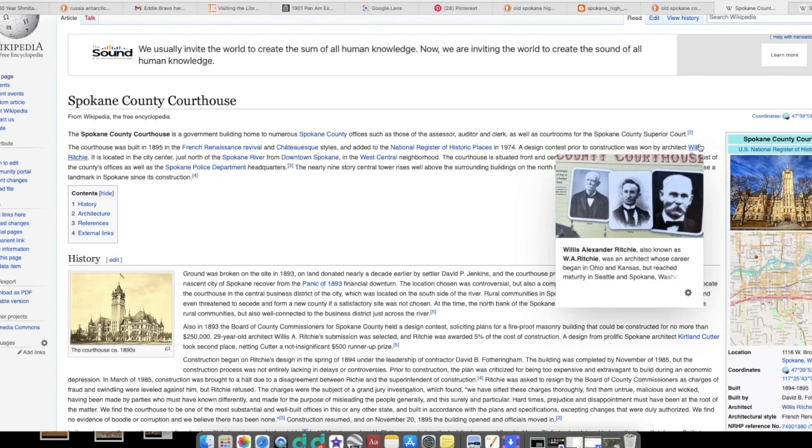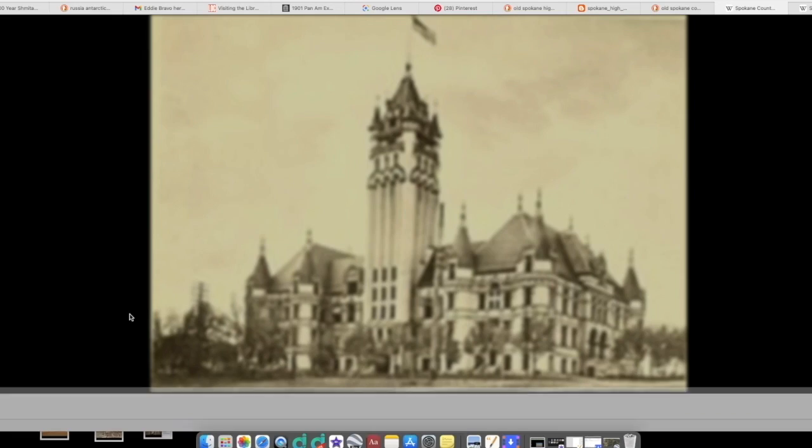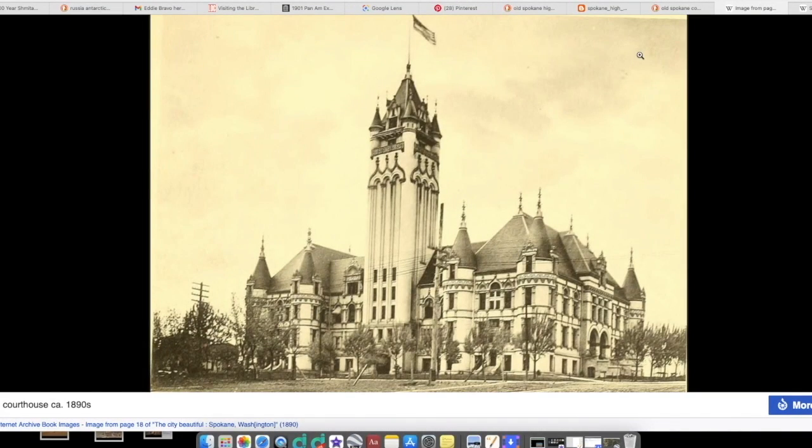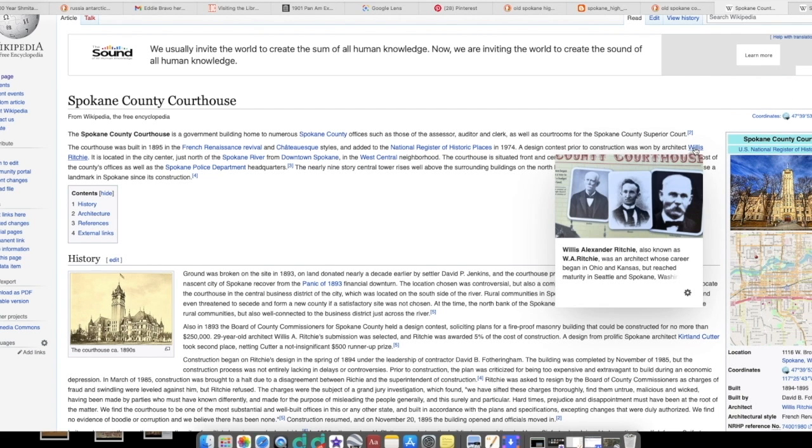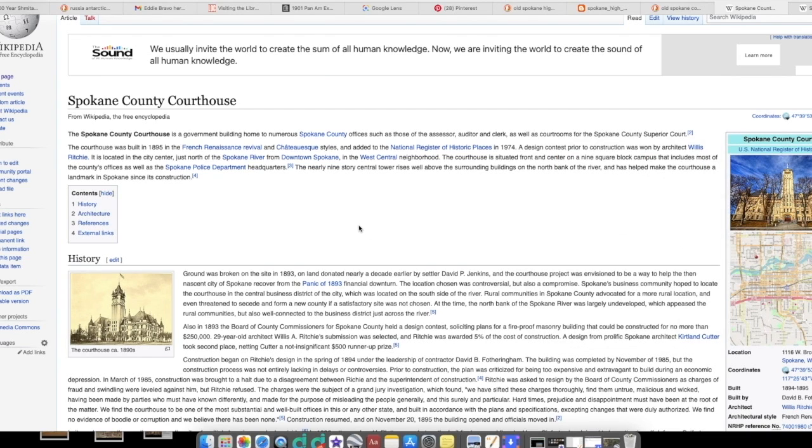It's like these people were just waiting around for contests to get work, and they all built in the same style. The chateauesque. The castle. A chateau in French is a castle. The castle-esque style. Oh, how creative. How creative you are, Willis, from Ohio. You won a contest. Did everyone submit castles?